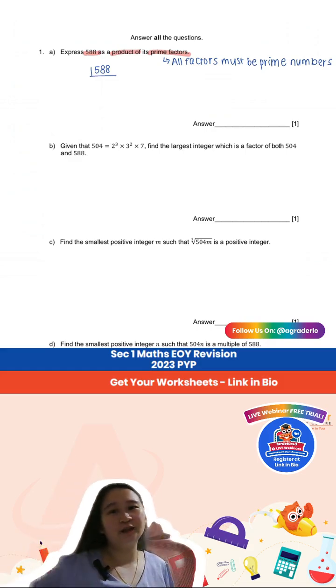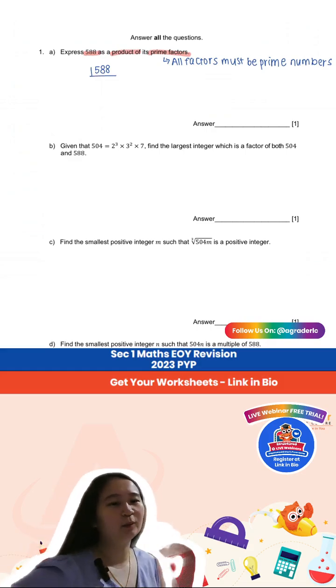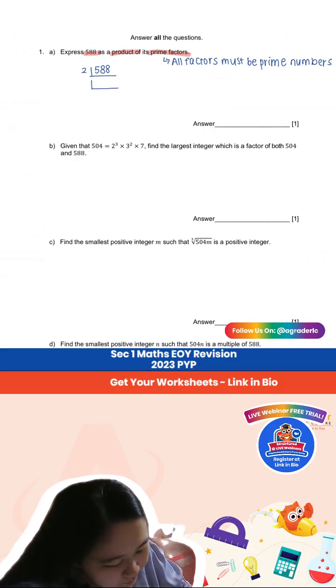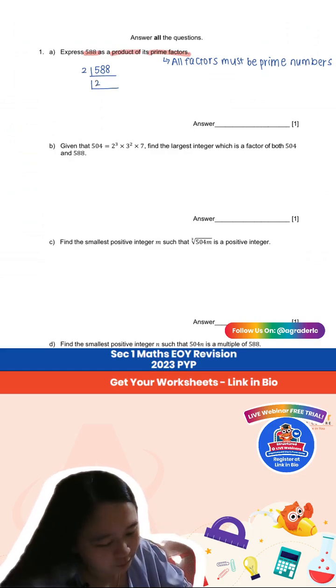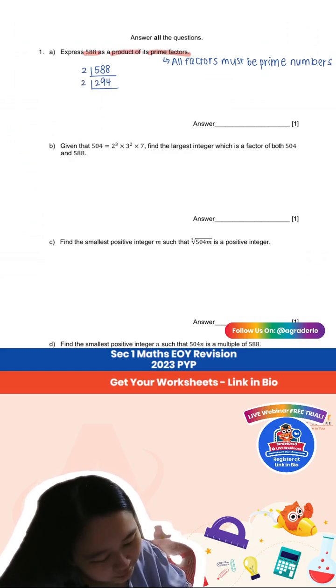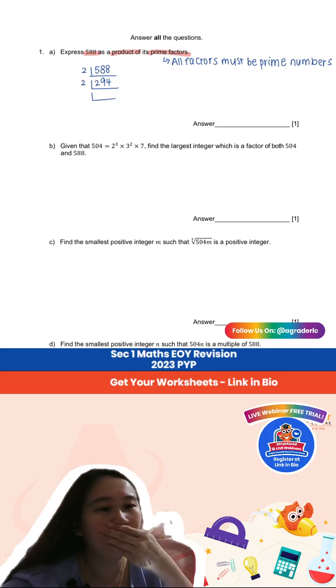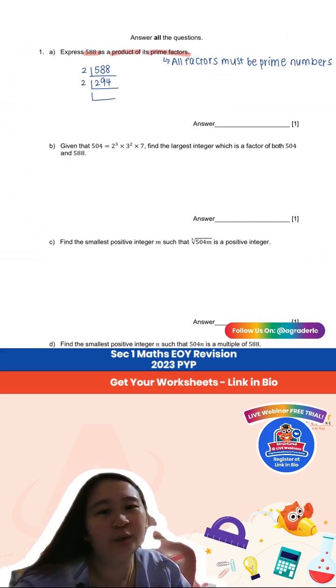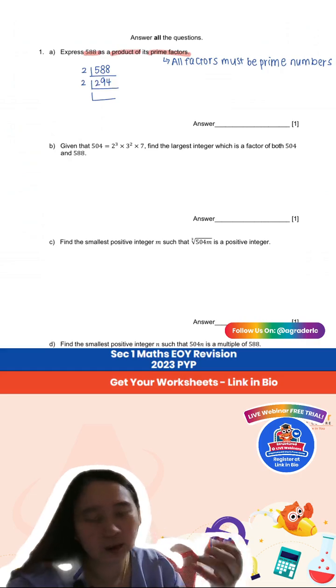So for 588, it's an even number, so we can divide it by 2. When you divide by 2, you have 294. It's still an even number, so I divide by 2 again. 2 is a prime number. For primary school, what you have not learned is just what are prime numbers. If you understand what are prime numbers, you should be able to do the question.